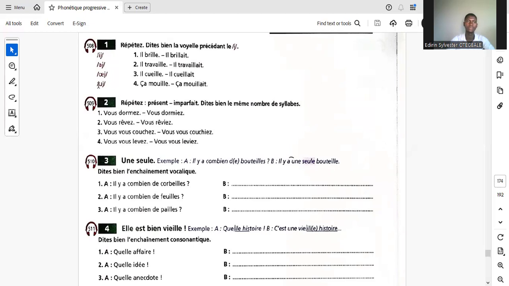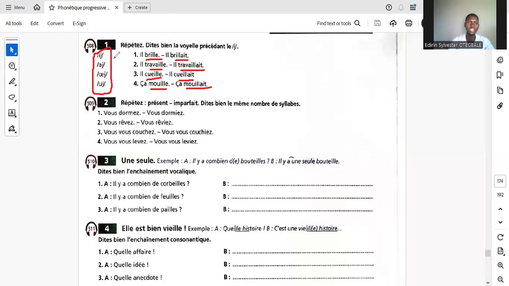Leçon 46. Bas, baille, bailler. Exercice 1. Il brille, il brillait. Il travaille, il travaillait. Il cueille, il cueillait. Ça mouille, ça mouillait.